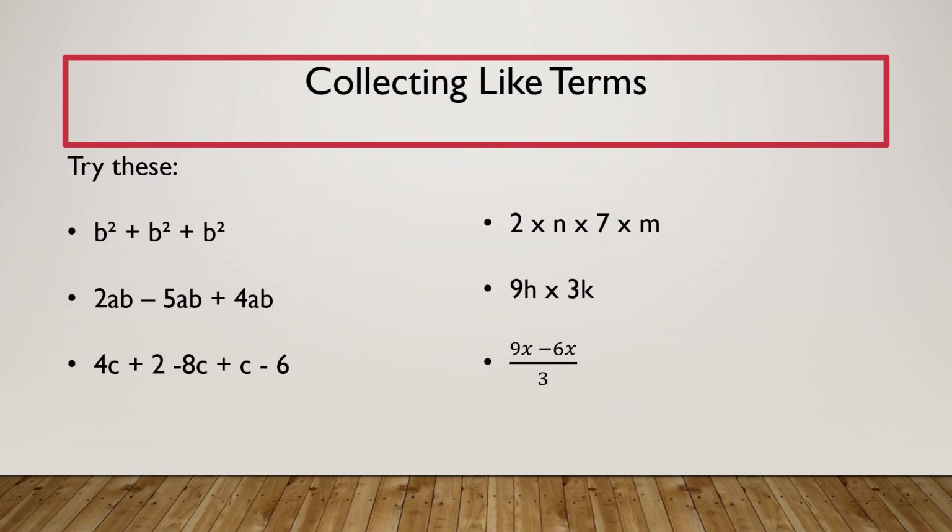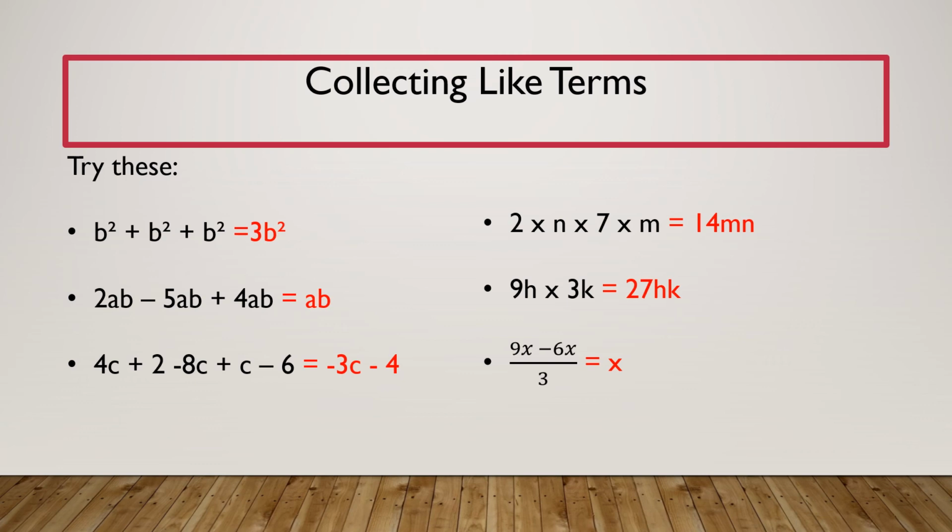I would like you to try these for me, please. Let's mix up everything we've learnt and see if we can remember. Okay, let's check out those answers. b squared plus b squared plus b squared. Hopefully we got 3b squared because we've got 3 lots of b squared.